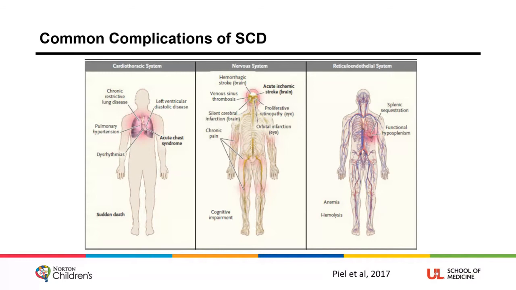Stroke is the most common and most concerning long-term risk for sickle cell disease. In children with sickle cell, the risk is about 300 times higher than in those without sickle cell disease. And about 25% of adult patients have had a stroke.